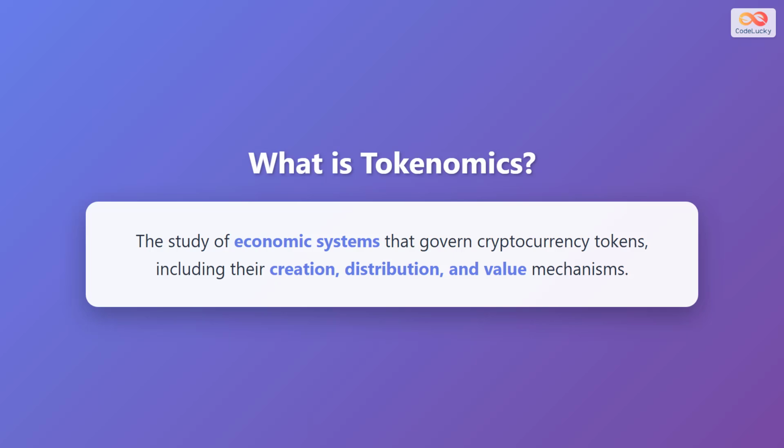Tokenomics is the study of economic systems that govern cryptocurrency tokens. It encompasses how tokens are created, how they are distributed among participants, and what mechanisms drive their value. Think of it as the blueprint that determines a token's supply, demand, and overall economic structure within its blockchain network.